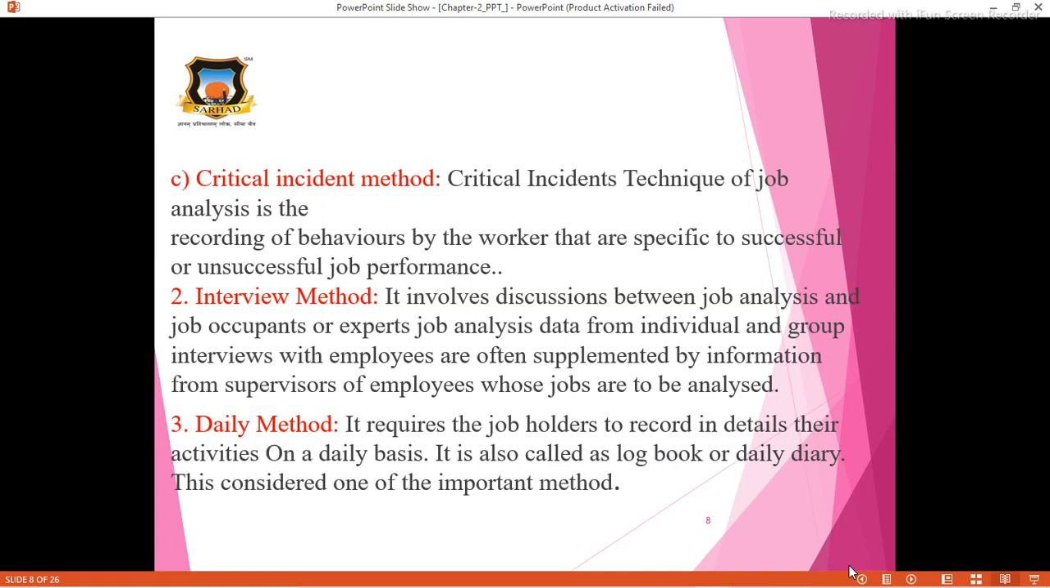The next method is the daily method. It requires the job holders to record in detail their activities on a daily basis. It is called a logbook or a daily diary. This is considered one of the important methods of job analysis.